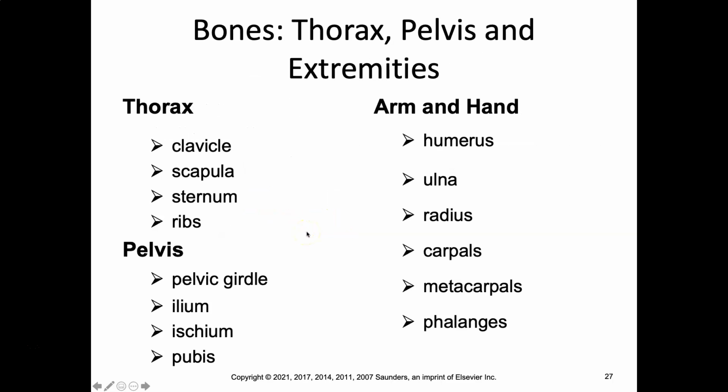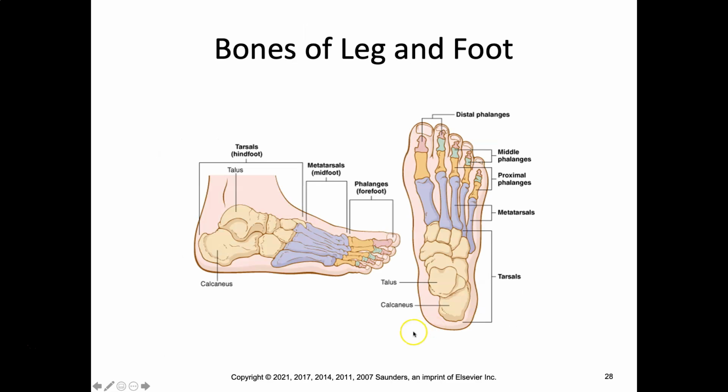Moving on, bones in your thorax include your clavicle, scapula, sternum, and ribs. In terms of your pelvis, it includes your pelvic girdle, ilium, ischium, and pubis. For hand and arm, humerus, ulna, radius, carpals, metacarpals, and phalanges. Yes, your fingers are considered phalanges. And strangely enough, so are your toes. On this next visual, you see your phalanges also mean toes, fingers and toes. It's the type of bone that they are.